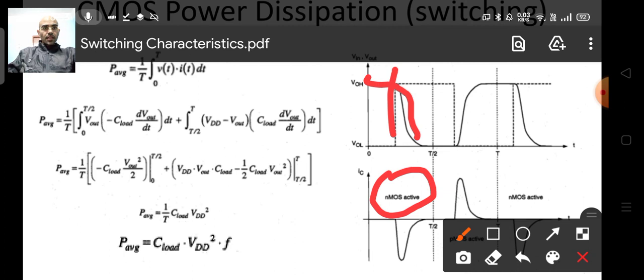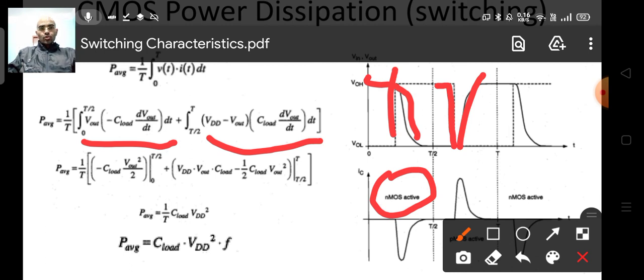In the other half, you can see that when the input is falling, the output is rising. If the output is rising, the capacitor is charging, so the PMOS is active in this case. The first case is our discharging case, and the second case is our charging case. So in one whole cycle our capacitor is discharging as well as charging. From 0 to T/2 the capacitor is discharging, whereas from T/2 to T the capacitor is charging.